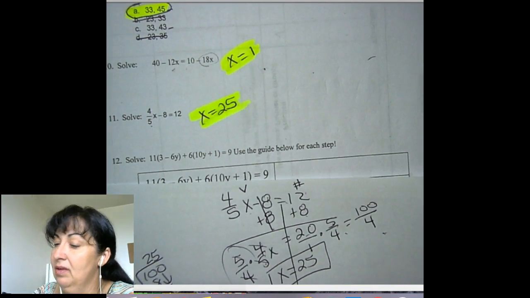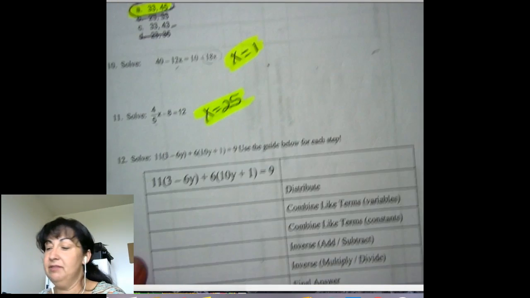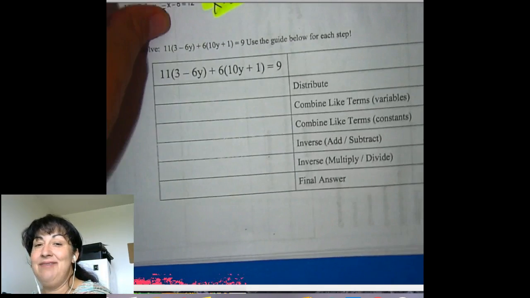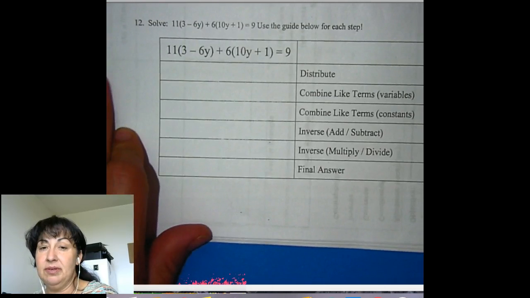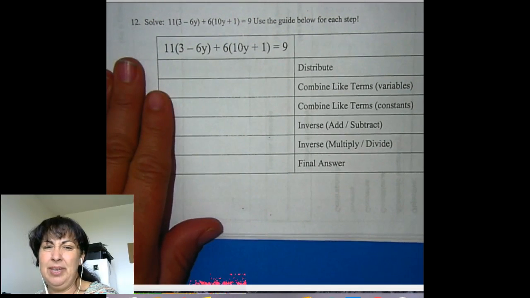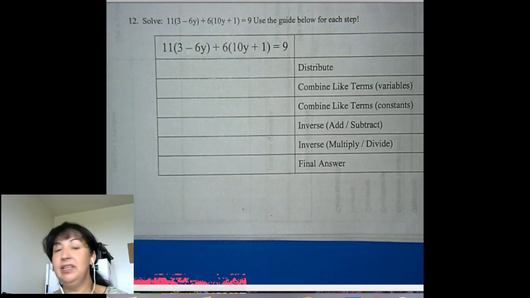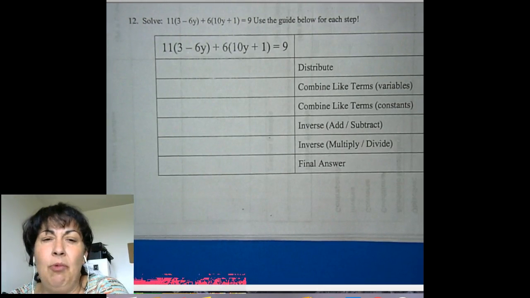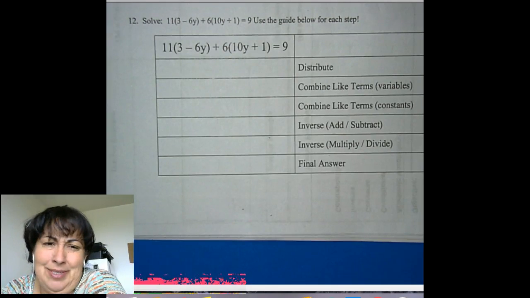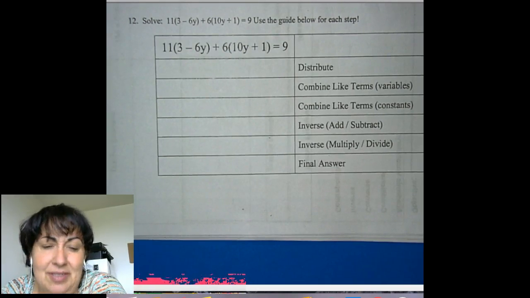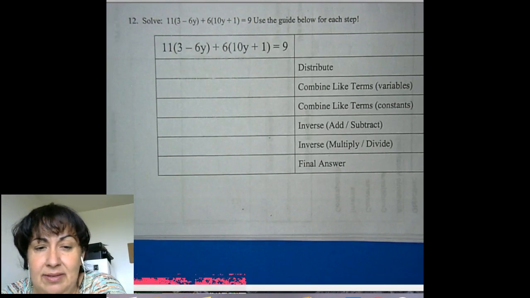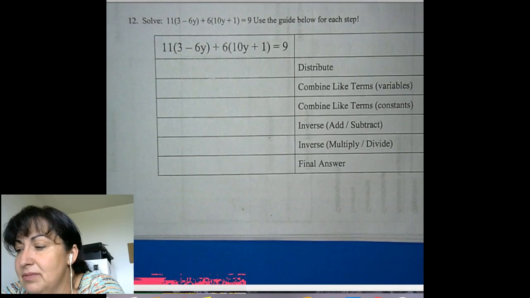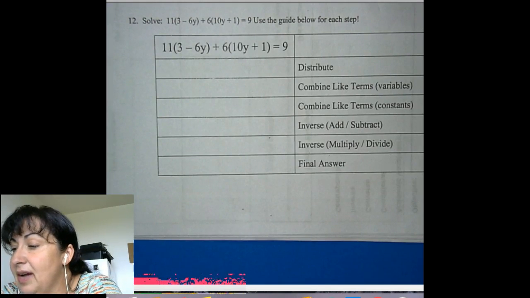Okay. Number 12 is a little bit interesting because they gave us the technical algebra terms for the reasons that we can do each step, which is really cool to think about. What law in algebra allows us to put things together or take things apart, because everything in math is ruled by these rules, these steps, these guidelines.